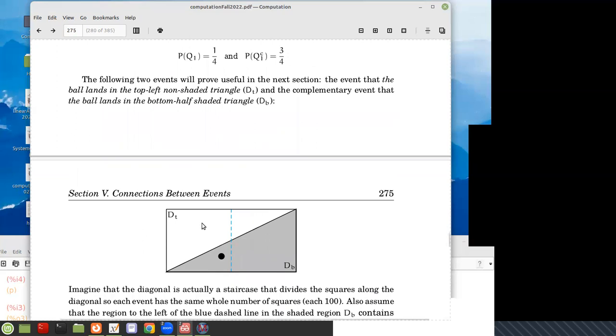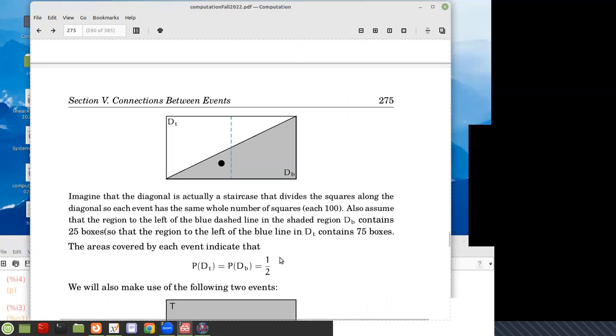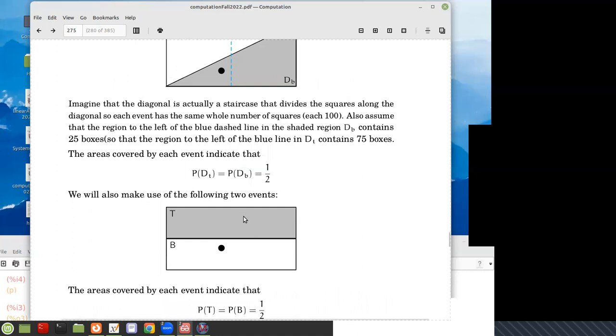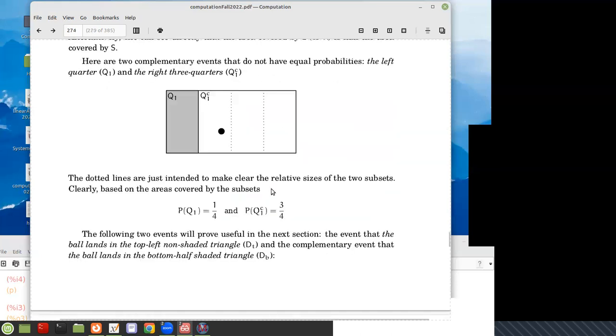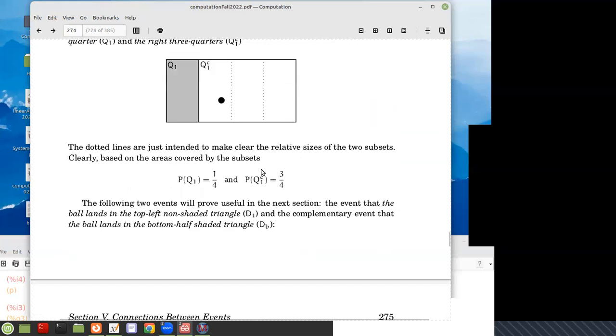So we have the diagonal top event and the diagonal bottom event, and with the corrugation, if this divides them in half, there's going to be 100 up here and 100 here. So the probability of each of these is 1/2. And here are two other events, top and bottom, each 1/2. So these are all different events that we've defined.